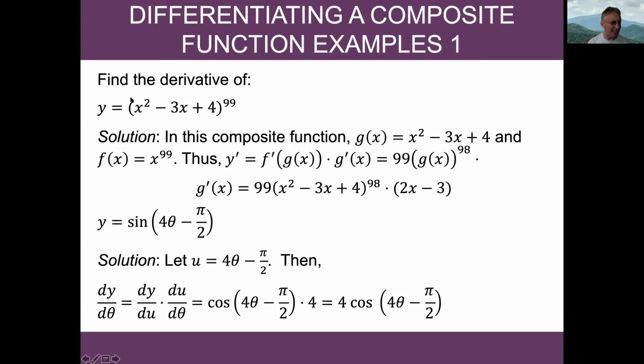You bring the 99 down front and subtract 1. That's what we do with taking derivatives, power rule. So you bring the 99 down front, subtract 1 on the exponent, leave the function inside just like it is. And then you take the derivative of this function, all right? So you take the derivative of what's inside, and you can see that that's 2x minus 3. Boom, right here.